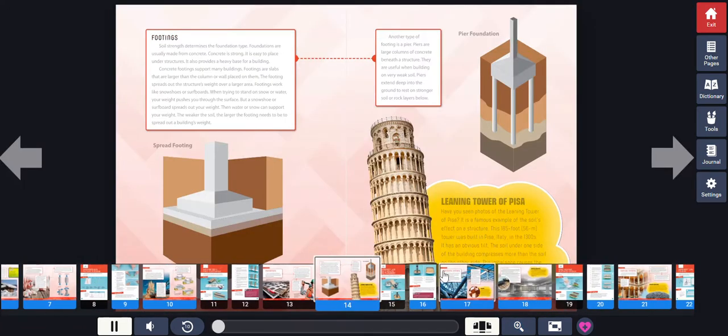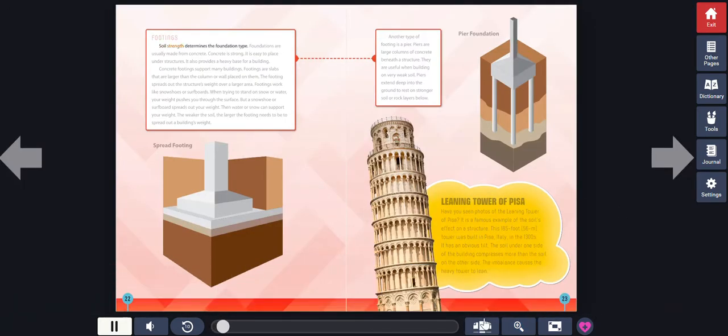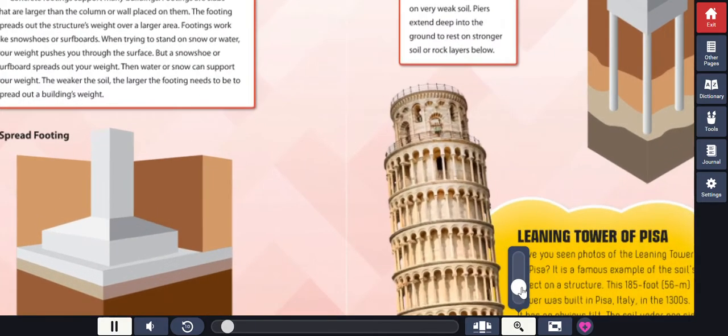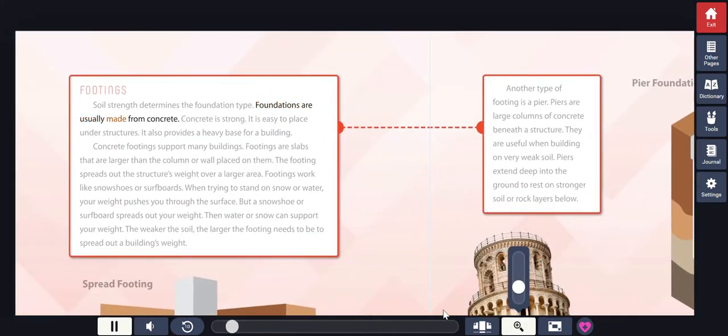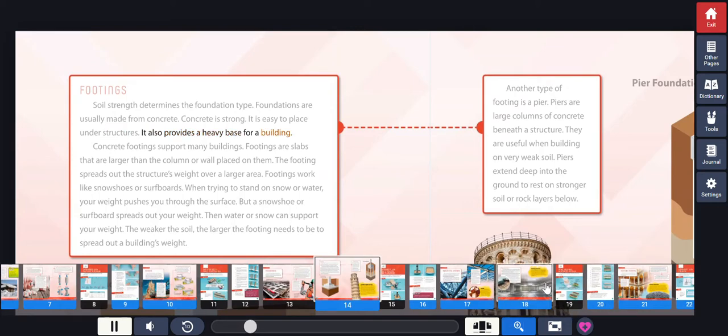Footings. Soil strength determines the foundation type. Foundations are usually made from concrete. Concrete is strong. It is easy to place under structures. It also provides a heavy base for a building. Concrete footings support many buildings. Footings are slabs that are larger than the column or wall placed on them.